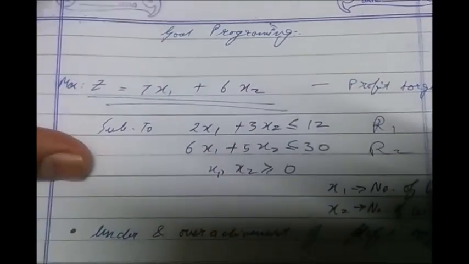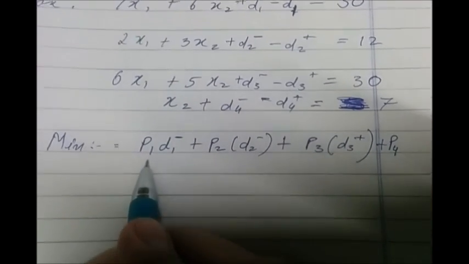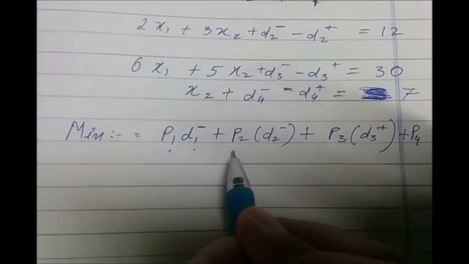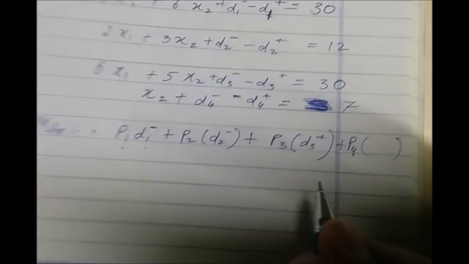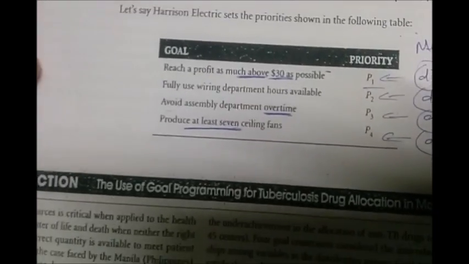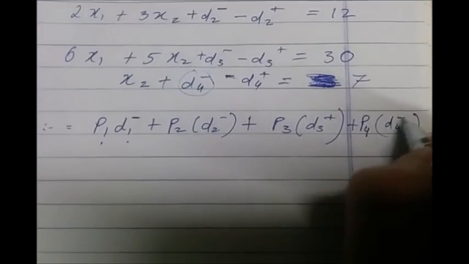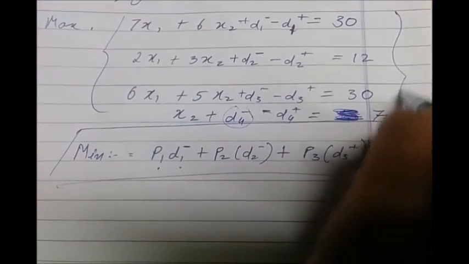So my new objective now, instead of this main objective, according to goal programming, is to minimize P1 D1 minus. I have shown you why D1 minus. We have already covered it. Plus P2 into D2 minus plus P3 into D3 plus. Now let's see what will come into this bracket of P4. What it is asking us in the last goal is, produce at least 7 ceiling fans. More can be done, but not less than. So there should be no underachievement. So here it will be D4 minus. So this is how you prepare the new objective function, and these will be your subject to constraints.